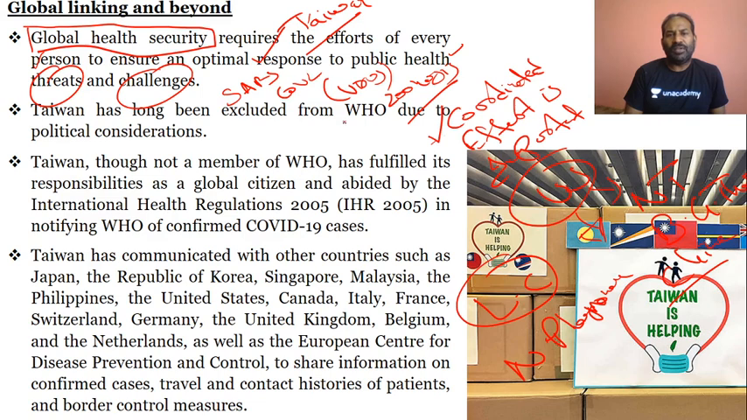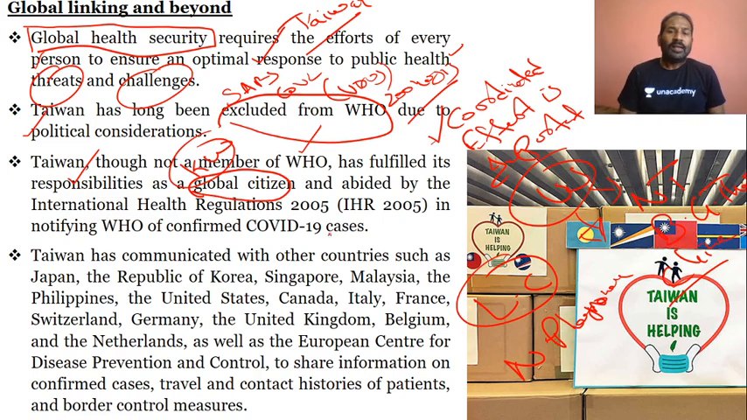And Taiwan, as I said initially, has been excluded from the WHO for various political considerations, but even though Taiwan is not a member of WHO, it has fulfilled all its responsibilities as a global citizen. This is a keyword which you need to understand. We always talk about the citizen of a country, but here Taiwan has fulfilled its responsibility as a global citizen.